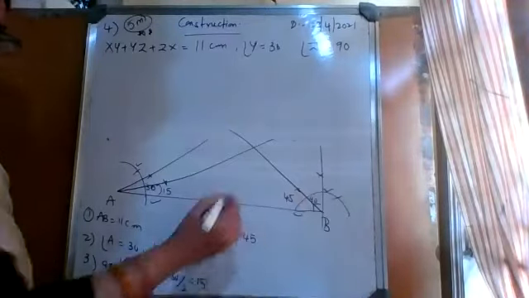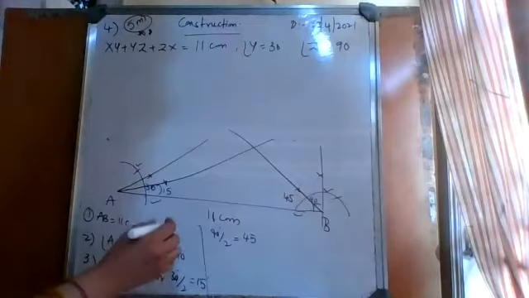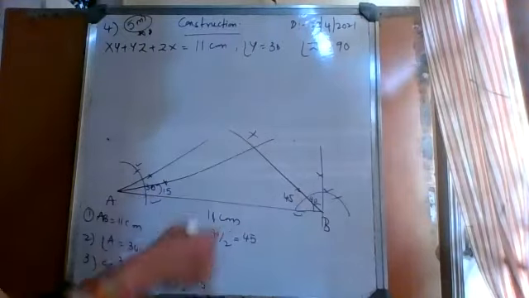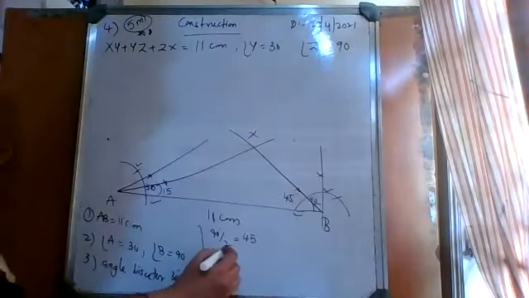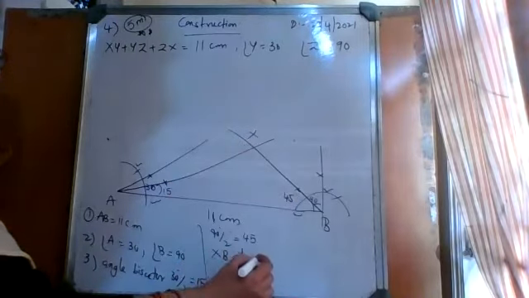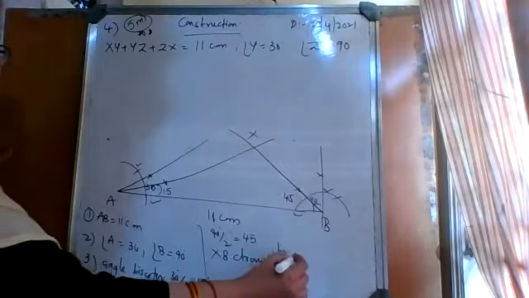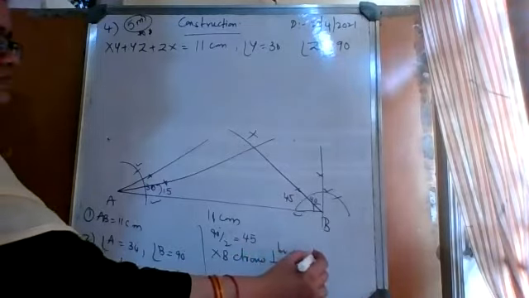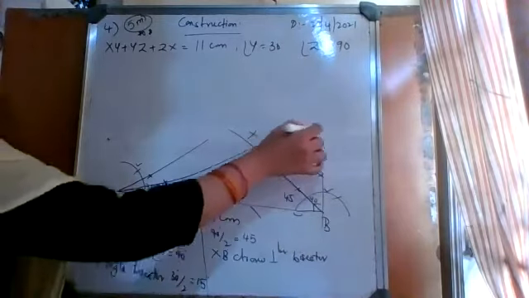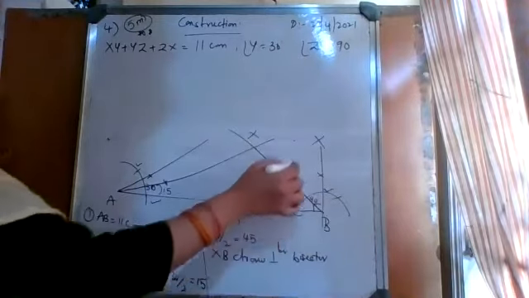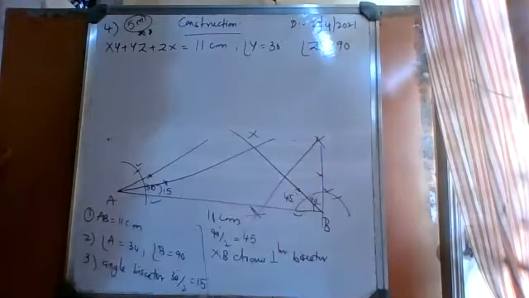Now after that, suppose this is some X. Now from X and B, draw a perpendicular bisector. Perpendicular bisector means more than half. From here more than half, cut two arcs. From here more than half, cut two arcs. So you'll get a line like this.